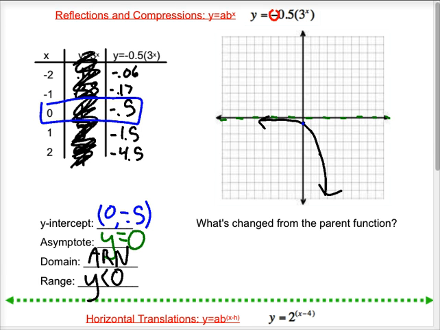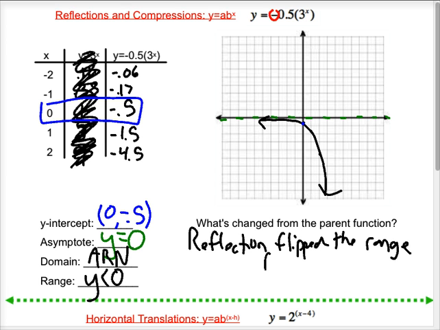Okay, and so we need to think about why has this happened? What's changed with the parent function? Well, the reflection flipped the range from being everything greater to everything less than 0 instead. So that's what that reflection piece did to our graph. It flipped the range. So now we're dealing with negatives instead of positives.